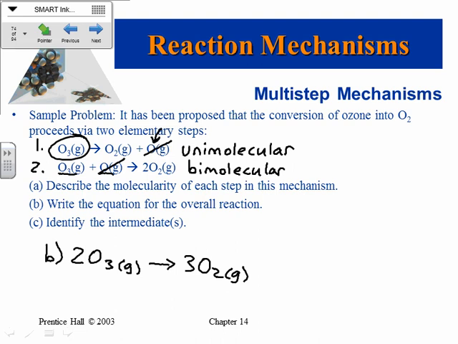Now what's the intermediate here? O is the intermediate, right? That's the thing that gets formed and then immediately used up in the chemical reaction. So it doesn't even show up. Your intermediate is never going to show up in your overall chemical reaction. All right?